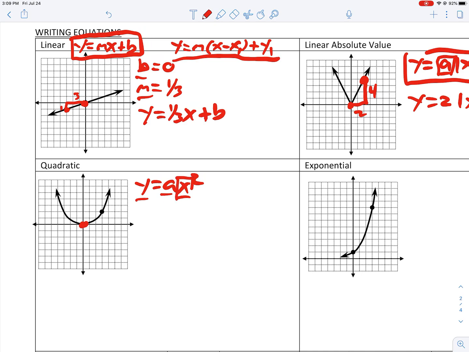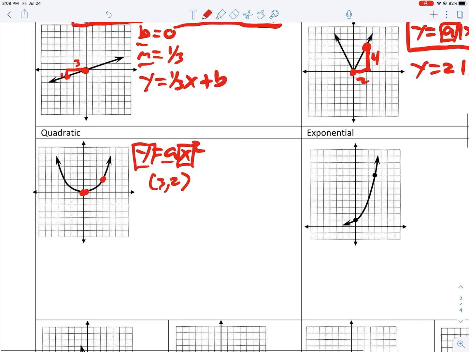Well, what if I could replace x and y with numbers? Could I solve for a? Yeah, I could. So I'm going to use this point. So what do you got? 3, 2. So I'm going to use the point (3, 2) to solve for a. So this is x, this is y.